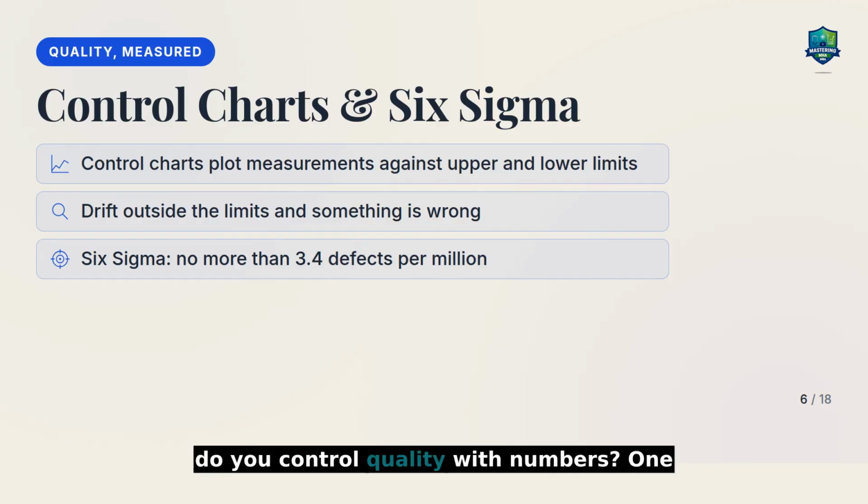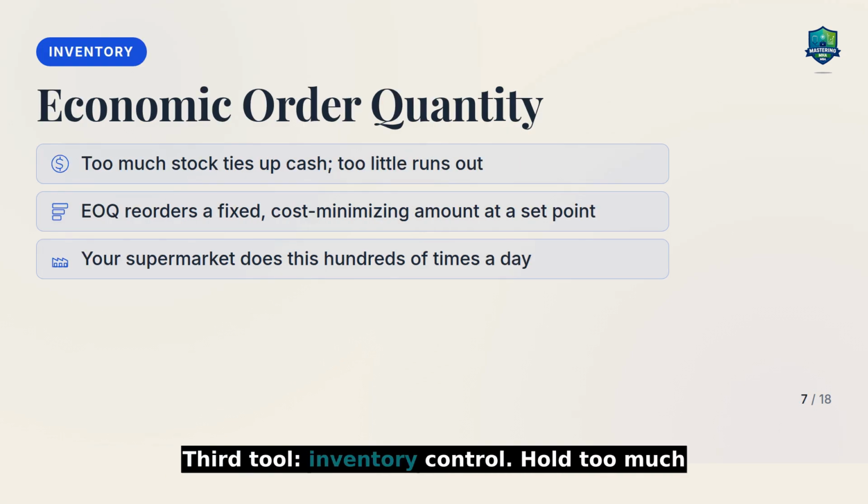How do you control quality with numbers? One tool is the control chart, which plots measurements against an upper and a lower limit. Stay inside the limits and you're in control. Drift outside them and something is wrong, so you investigate. Push this to the extreme and you get 6 sigma, a standard so demanding it allows no more than 3.4 defects per million. That is a perfection rate of 99.9997%.